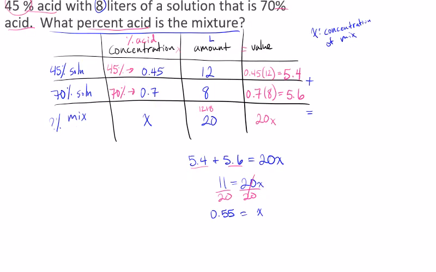All right, so here we have a decimal answer, and you might be wondering, did we do something wrong? And the answer is no. Remember, we're looking for the percent concentration, and so we actually found it. We found the answer as a decimal, so we want to convert that to a percent. So it'll be 55%, and that is the concentration of the mixture. 55% acid, and that's the concentration of the mixture.